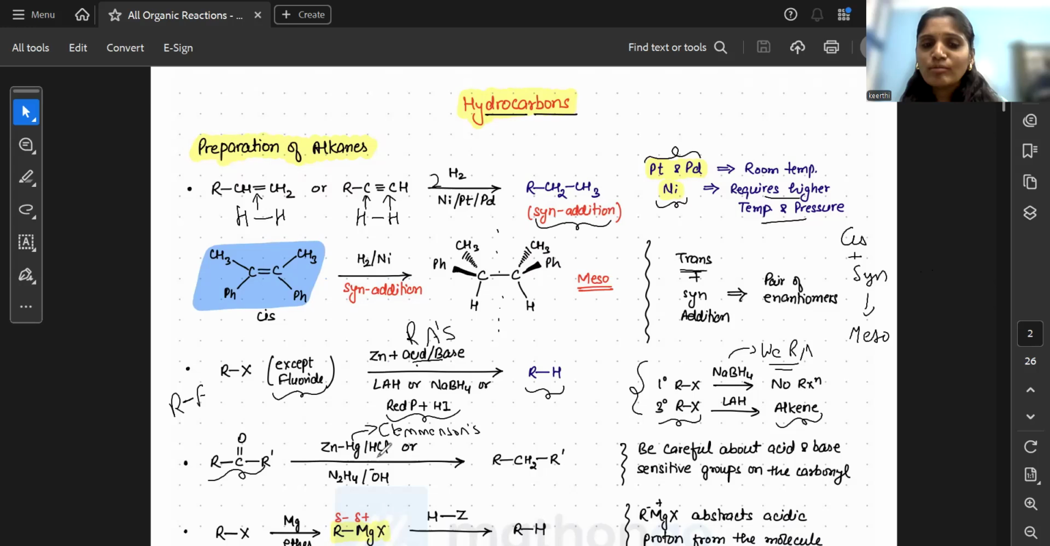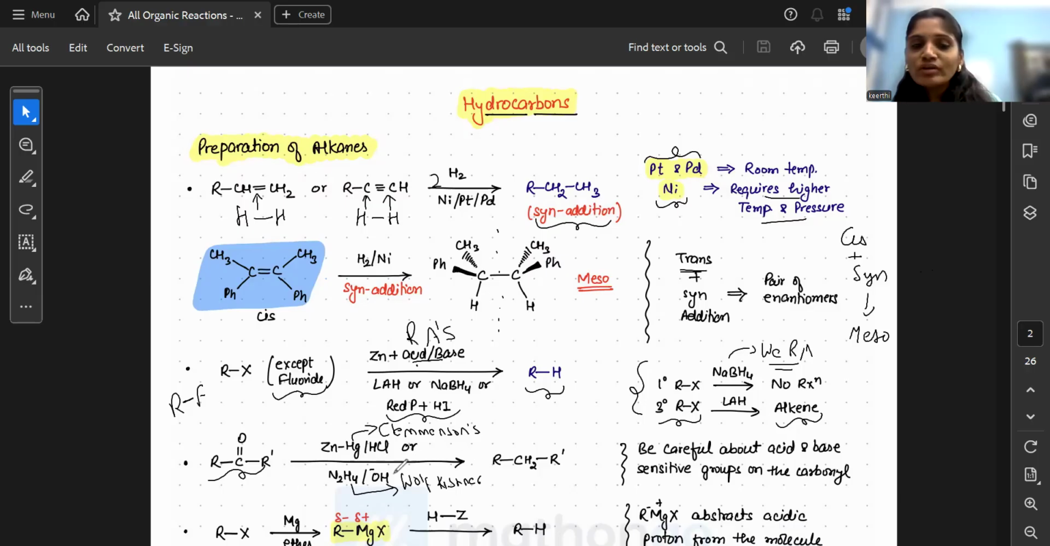This is Clemmensen's reduction, and whenever you are using N2H4, N2H4 is called hydrazine, in basic condition, you have both these reactions. You have one in acidic condition and one in basic condition. Whenever you are doing the reaction in basic condition, you call it Wolff-Kishner reduction. If you are using zinc amalgam in the presence of HCl, it is Clemmensen's reduction. If you are using hydrazine in the presence of base, I call it Wolff-Kishner reduction.